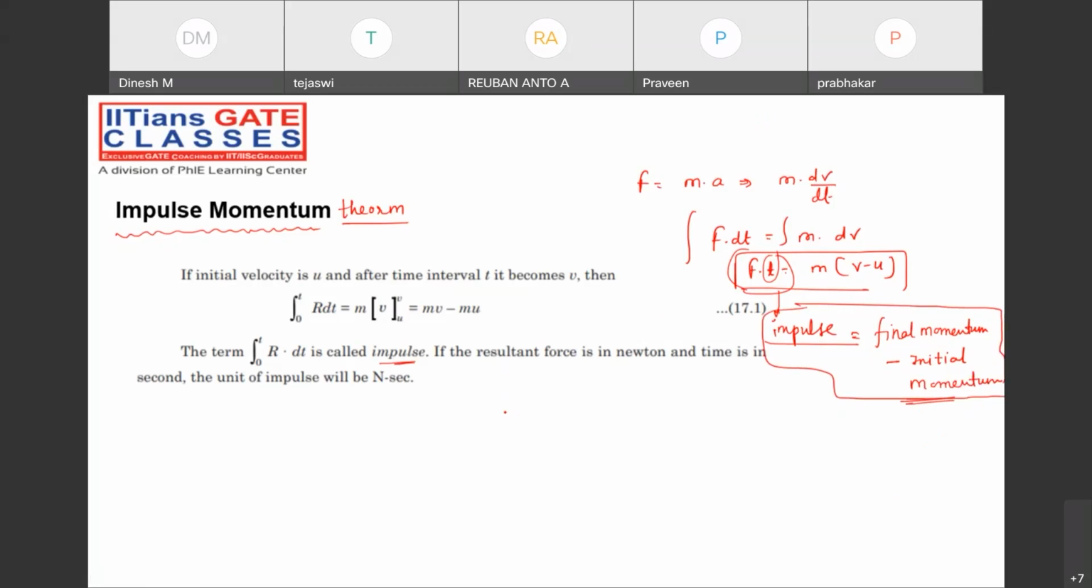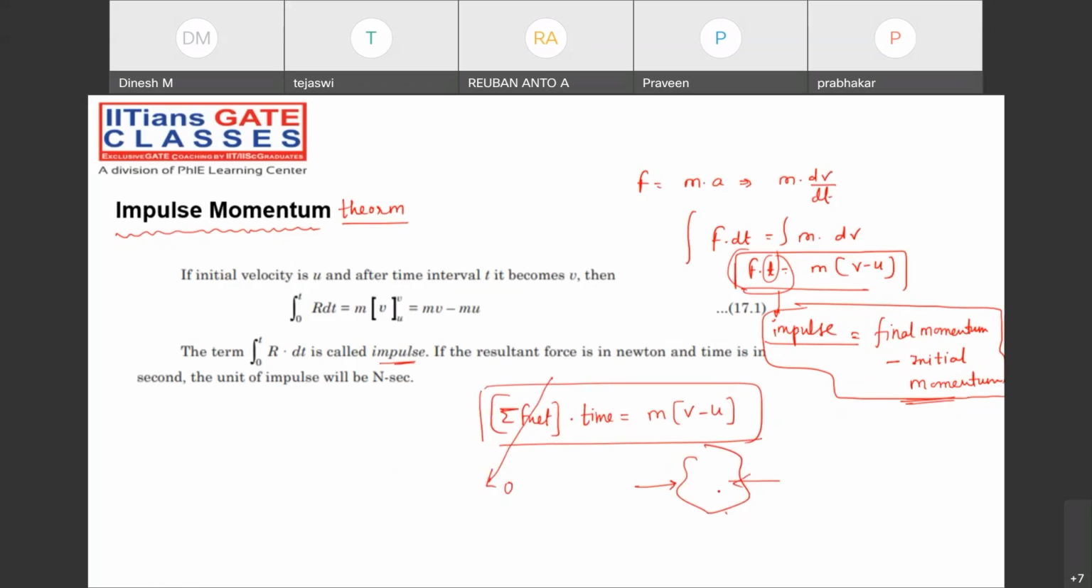In fact, just note down: net force into time will be equal to m into (v minus u), final velocity minus initial velocity. What happens when the net force is zero? When the net force acting on a body is zero, then what will happen? Will anybody be responsible for change in momentum?